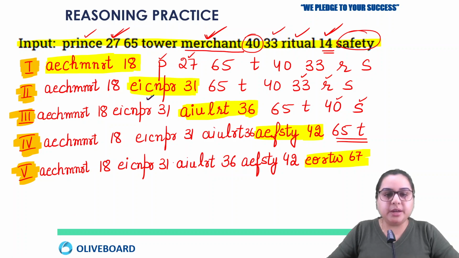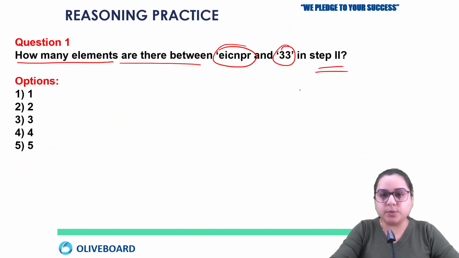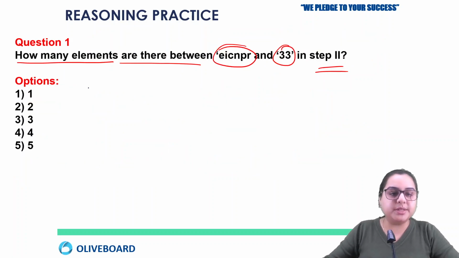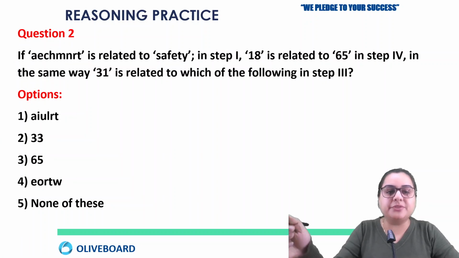Okay, so here I have this word, and the other one is 30. What was it? 33. Yeah, so it is 33 here. So how many letters are there between these two? 1, 2, 3, 4. So how many elements are there? We have 4 elements between them, and hence the answer will be the fourth option, that is 4.